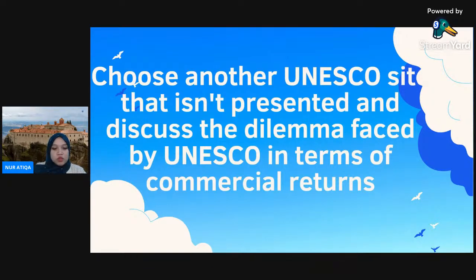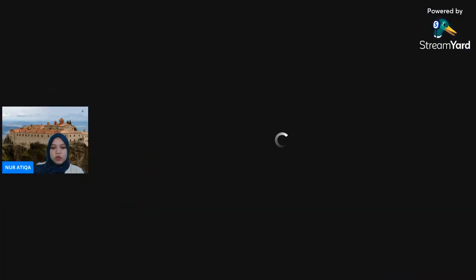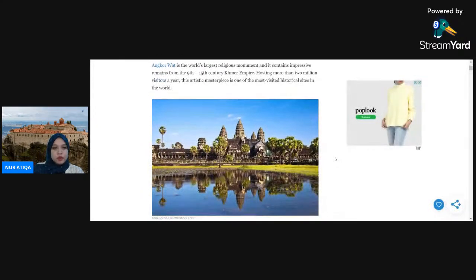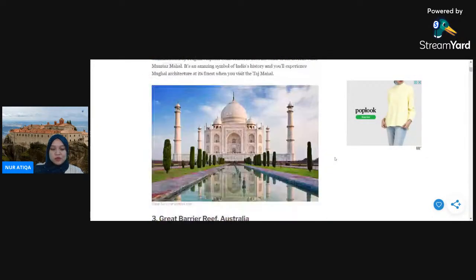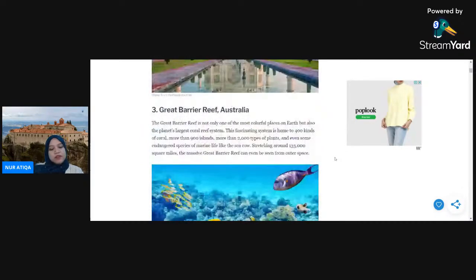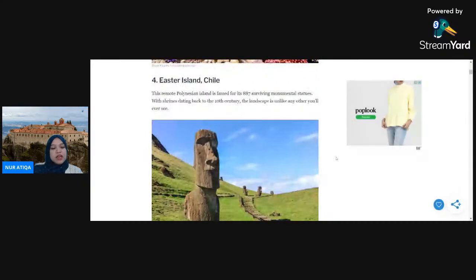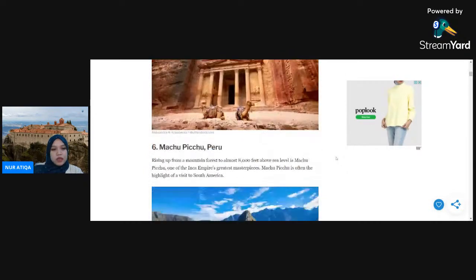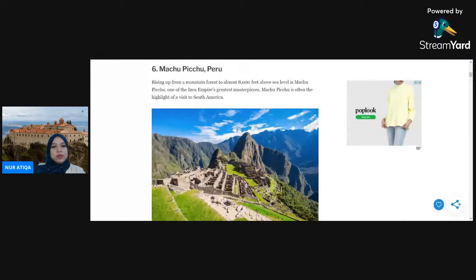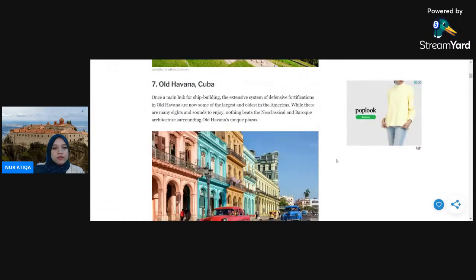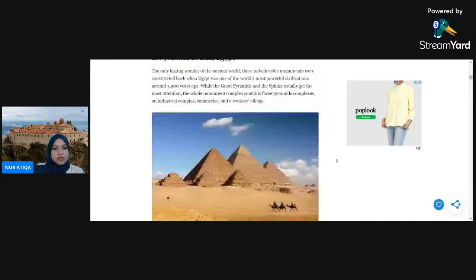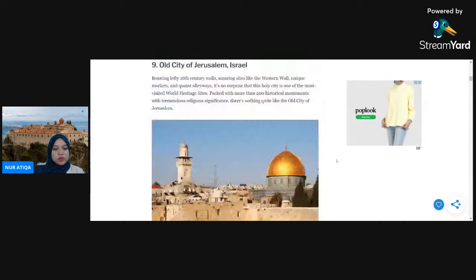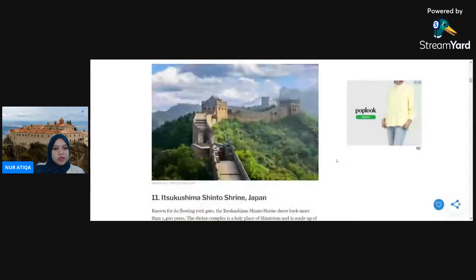Okay, so I'm just going to share with you other UNESCO sites that we have around the world. We have Angkor Wat in Cambodia. You've presented Taj Mahal, you've presented Great Barrier Reef. We also have, for UNESCO World Heritage, Easter Island in Chile. Another one would be Petra in Jordan. This one is quite famous, we did a lot of this last year: Machu Picchu, Peru. We have Old Havana, Cuba. Pyramids of Giza, Egypt. Old City of Jerusalem, Israel. Great Wall, China, and the others.